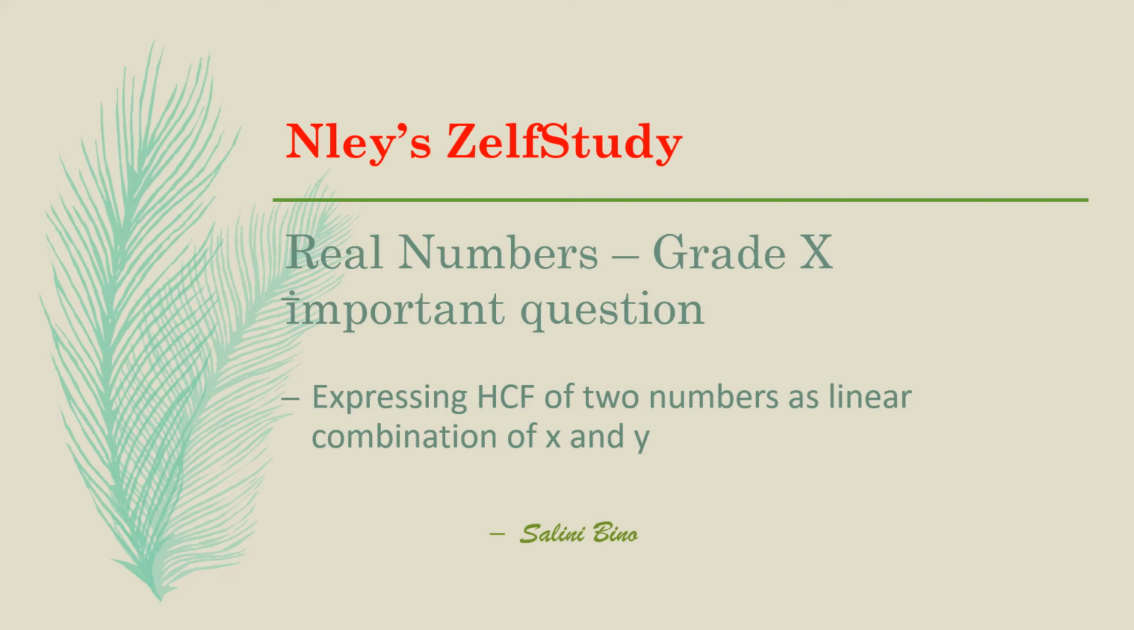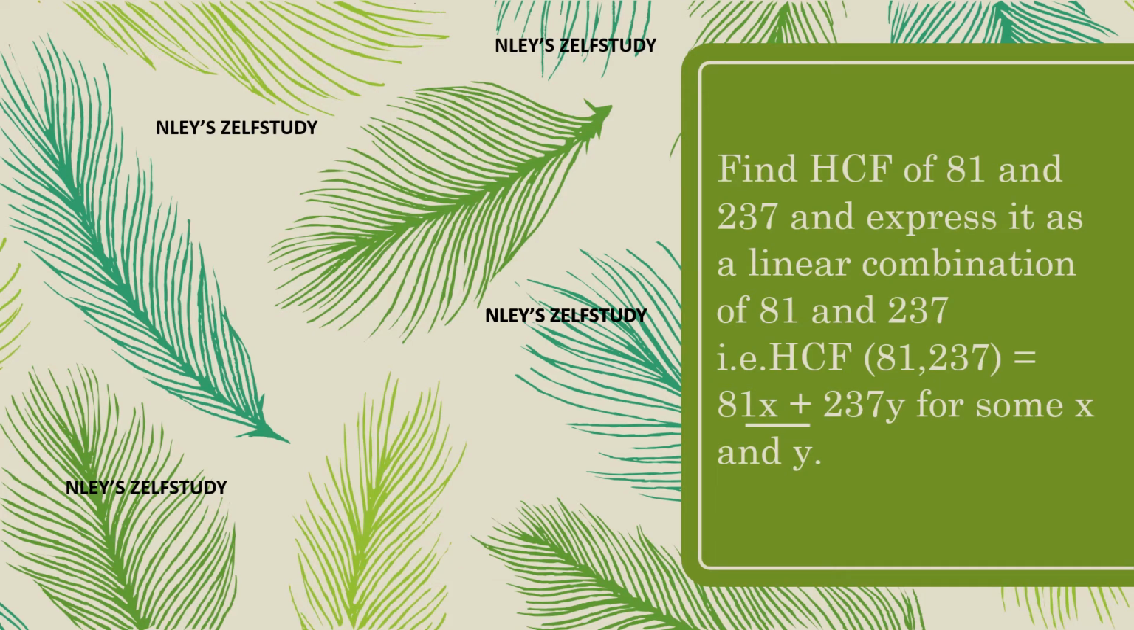Welcome to Nley's self-study. In this video, I'm going to explain how the HCF of two numbers can be expressed as a linear combination of x and y. So the question is, find the HCF of 81 and 237 and express it as a linear combination of 81 and 237. That is, HCF of 81 and 237 equals 81x plus 237y.